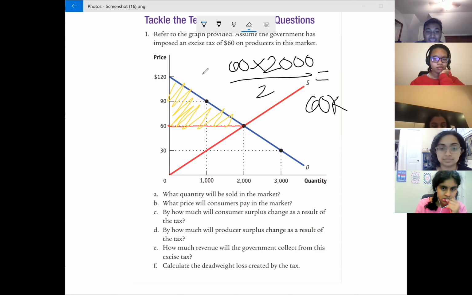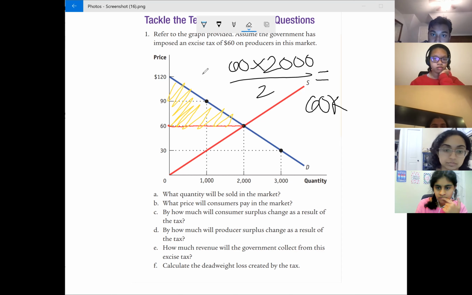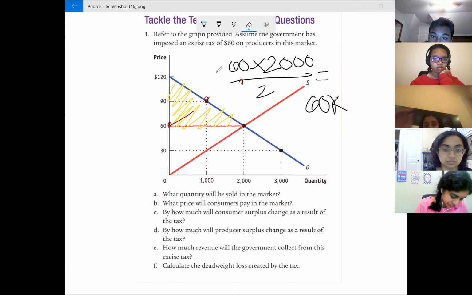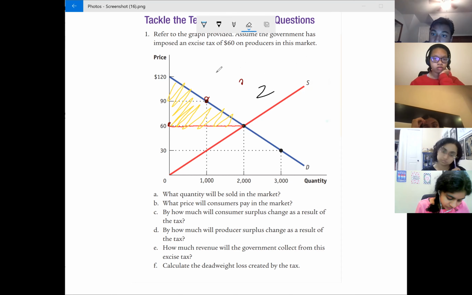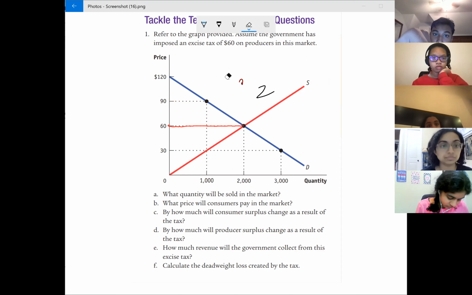And then it's asking how much will your consumer surplus change. So I'm gonna redraw the excise tax here. I'll draw it in dark red. Okay, so here, and then here, and here, right? One second, let me erase this part. So here, right?